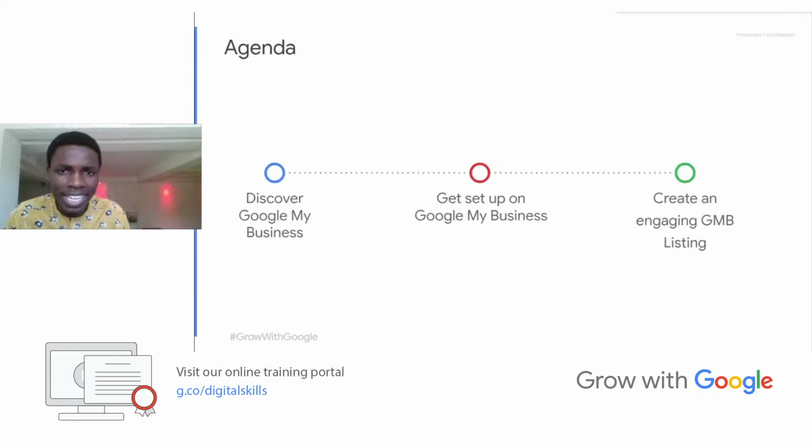In today's session, we're going to talk through some of the points that you can see on screen right now, and that is discovering Google My Business. We first want to build an idea of what Google My Business is and what it does, and we get set up on Google My Business. It can even get practical, such that as I'm talking, if you have another device beside you, you can begin implementing the information that you're receiving right now.